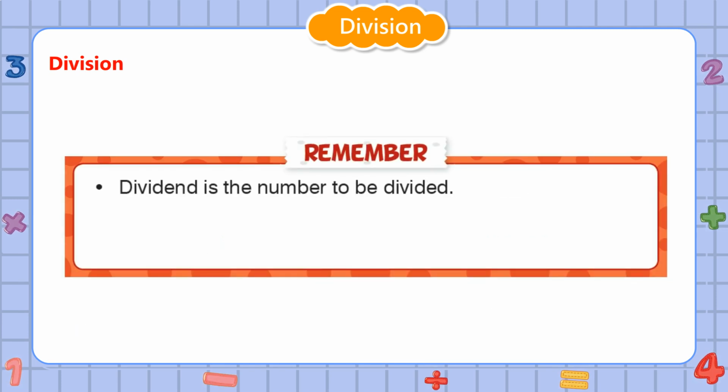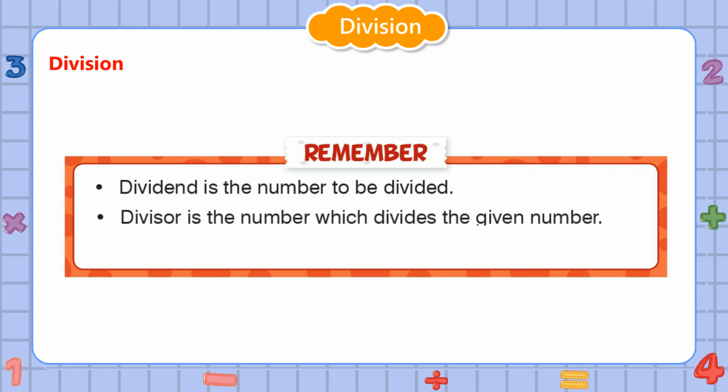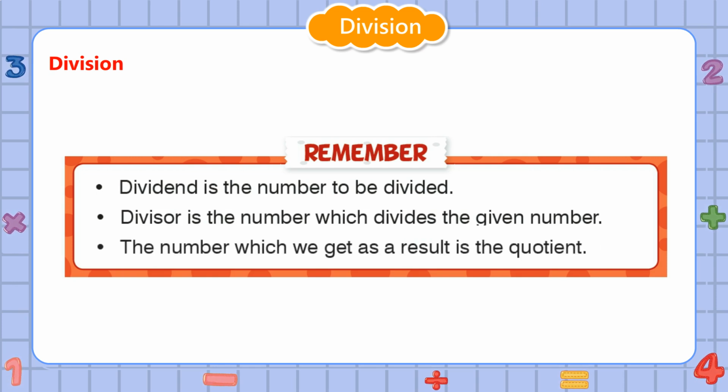Remember, dividend is the number to be divided. Divisor is the number which divides the given number. The number which we get as a result is the quotient.